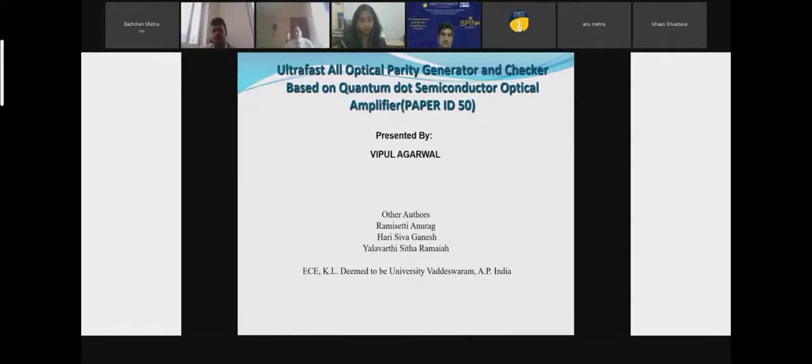Now, my paper is all about all optical parity generator and checker based on quantum dot semiconductor optical amplifier. So, in this paper, we have worked on a parity generator and checker, which will be working only in the optical domain. There will not be any conversion between electronics and optical. And it is a simulation paper, not an experiment paper, and we have simulated the proposed circuit at a data rate of 200 Gbps.